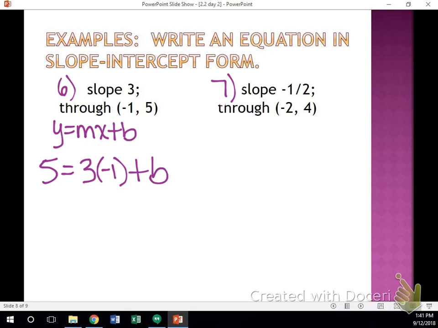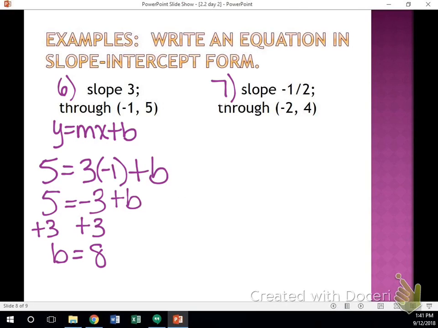Please do not accidentally confuse yourself and think that this is a 6. My b's and my 6's look awfully similar. So when you're writing your own stuff, especially, make sure that you know if it's a b or a 6. That is a b. Okay, solving for b means that I need to multiply these together. Wonderful. How am I going to get b all alone? Add 3 to both sides. Wonderful. b equals 8.